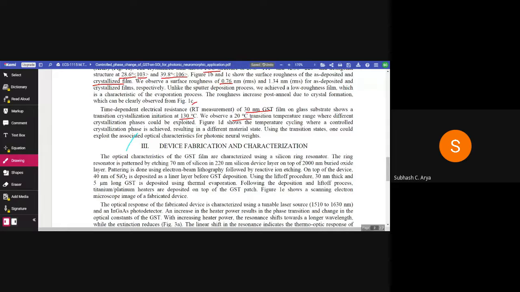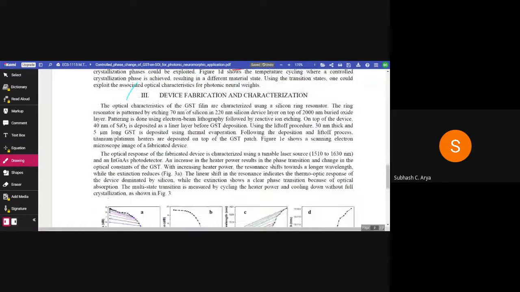Device fabrication and characterization. Optical characteristics of GST film are characterized using a silicon ring resonator. The ring resonator is patterned by etching 70 nanometer of silicon in a 220 nanometer silicon device layer on top of a 2000 nanometer buried oxide layer. Patterning is done using electron beam lithography followed by reactive ion etching. On top of the device, 40 nanometer of silicon dioxide is deposited as a thin layer before GST deposition.